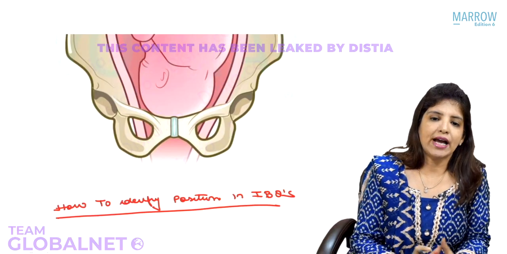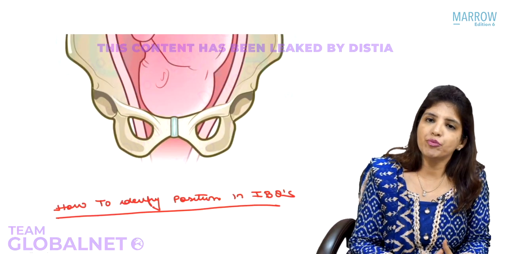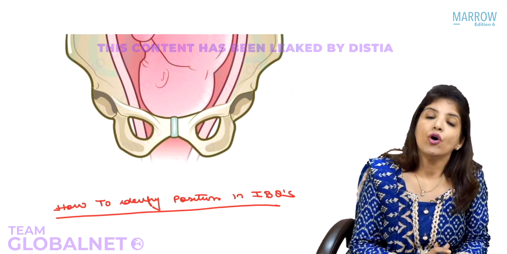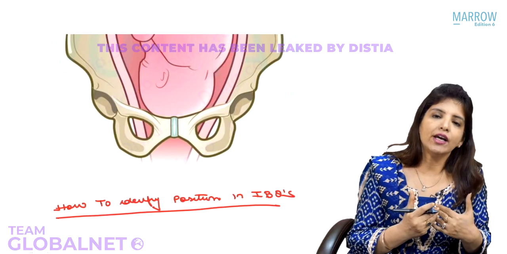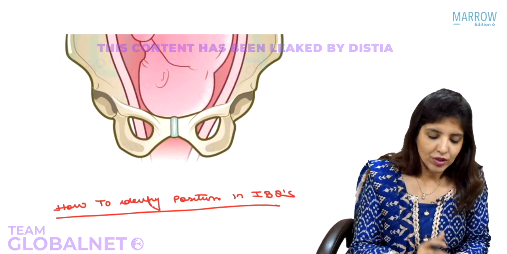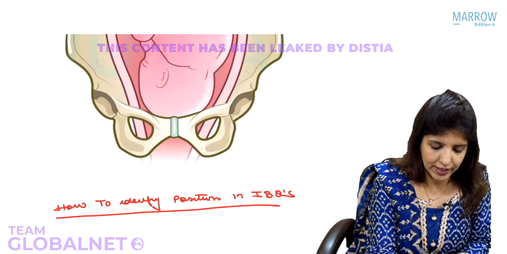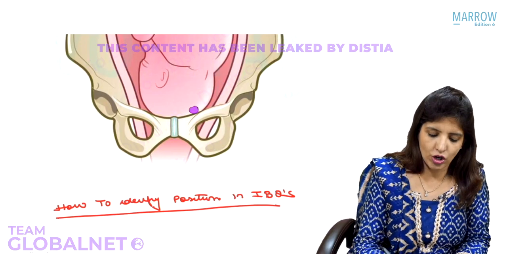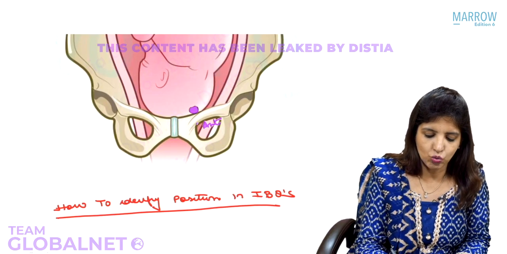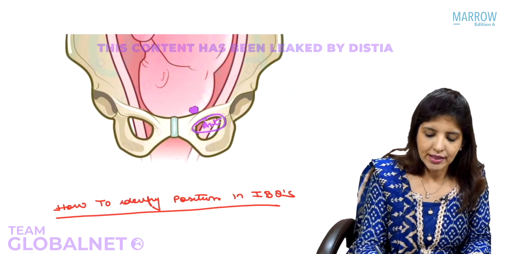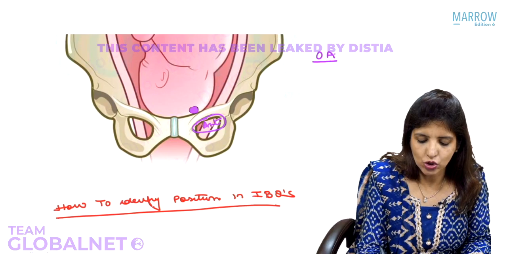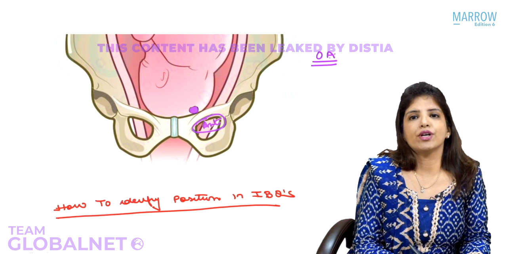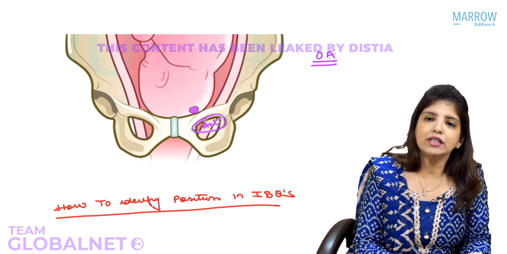Now, whenever you get an image and they ask you to identify the position, the first thing you have to do is look where the occiput is facing. Whether the occiput is facing anteriorly or posteriorly. For example, in this image over here is the occiput. Where is the occiput facing? Occiput is facing anteriorly towards the pubic symphysis. That means we are dealing with occipito-anterior position, right?